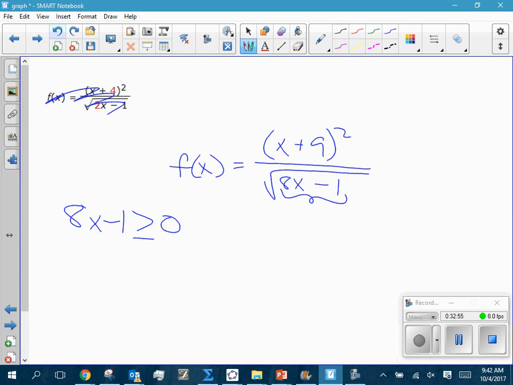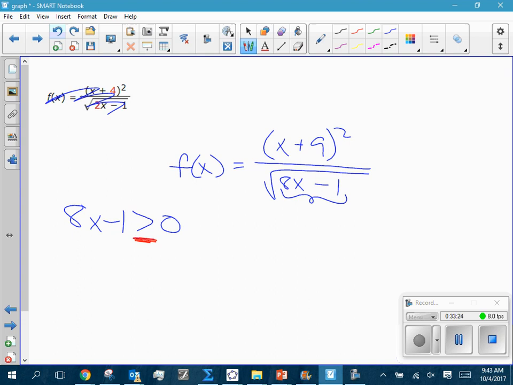If we were just looking at that denominator, if that was just a function, f of x equals the square root of 8x minus 1, that 8x minus 1 would have to be 0 or greater, right? If it was negative, we would have the square root of some negative number, and that's imaginary. Okay, so that would be a problem. But because it's in the denominator, there's an issue with that right there, isn't there?